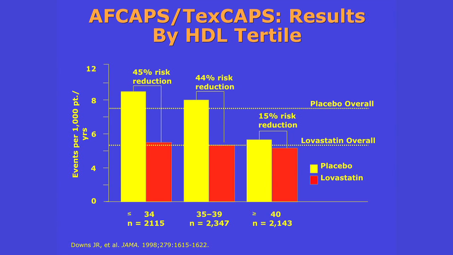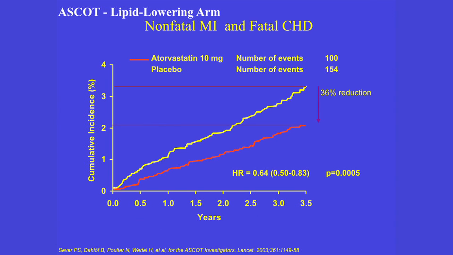Then he also talks about the ASCOT-LLA trial. Again, very statistically significant, p 0.0005. Wow, and 36% reduction. Relative, but it goes from a little over 2% to a little over 3%. So there's around a 1.2% reduction.